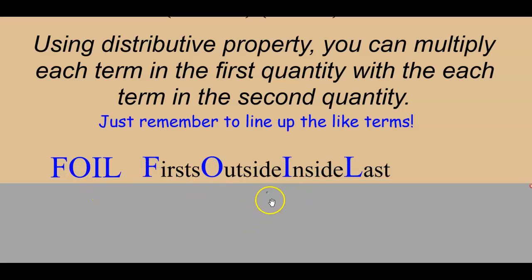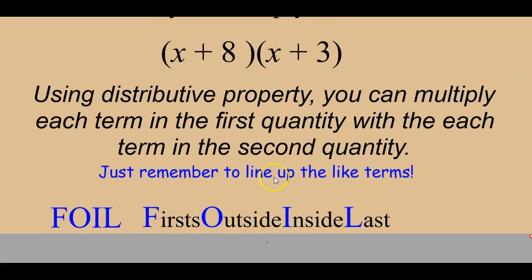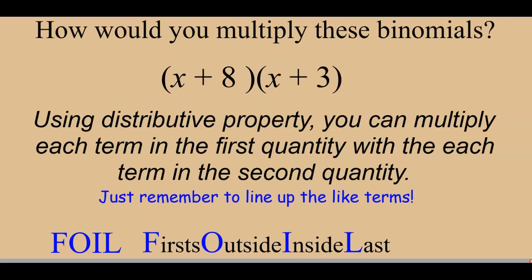I'm using an acronym that I'm sure that you've heard. It's called FOIL. Firsts, outsides, insides, last. So let's see what that means. I would make sure that I'm multiplying the two first ones. So I'm multiplying this binomial by the first term. X times x is x squared. And then again, x times 3 is 3x.